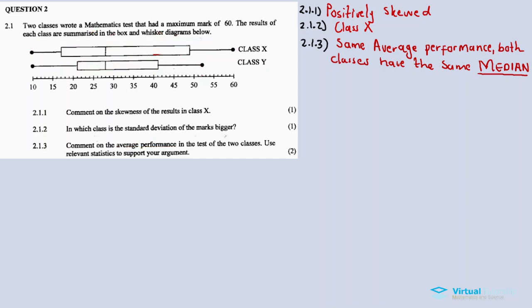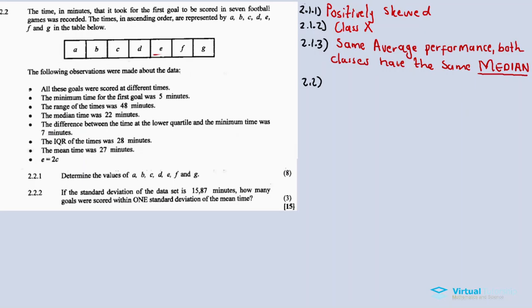Okay, now 2.2, which is the second part of the question. The time in minutes that it took for the first goal to be scored in 7 football games was recorded. So we have seven football games, and we record the first goal to be scored, right?